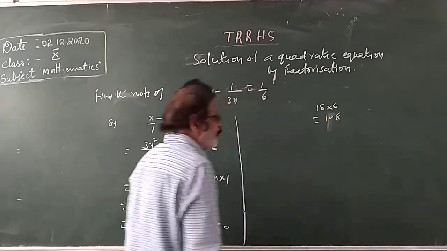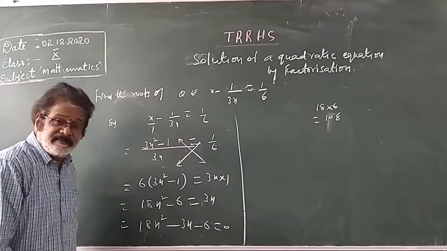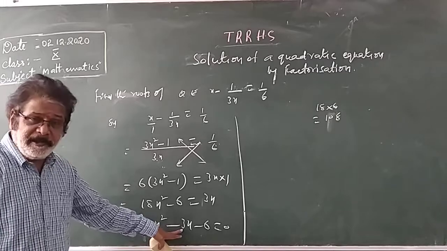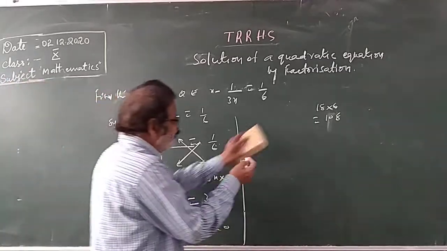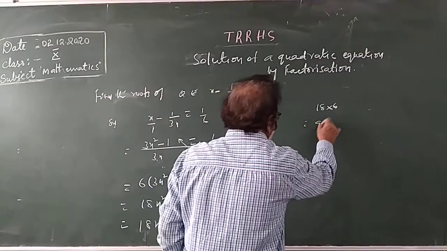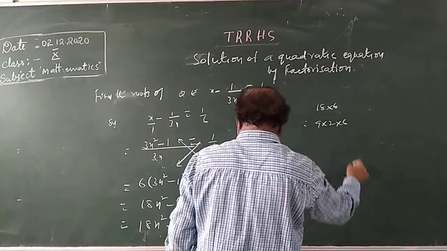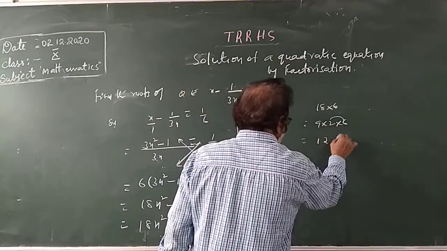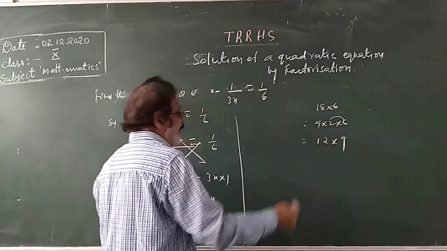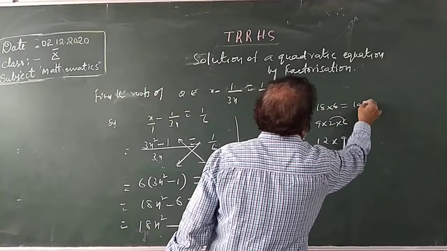108. Split into factors such that the sum of them must be equal to the middle term coefficient, minus 3. So 108 splits into 18 into 6. 12 into 9. 12 nines are 108.